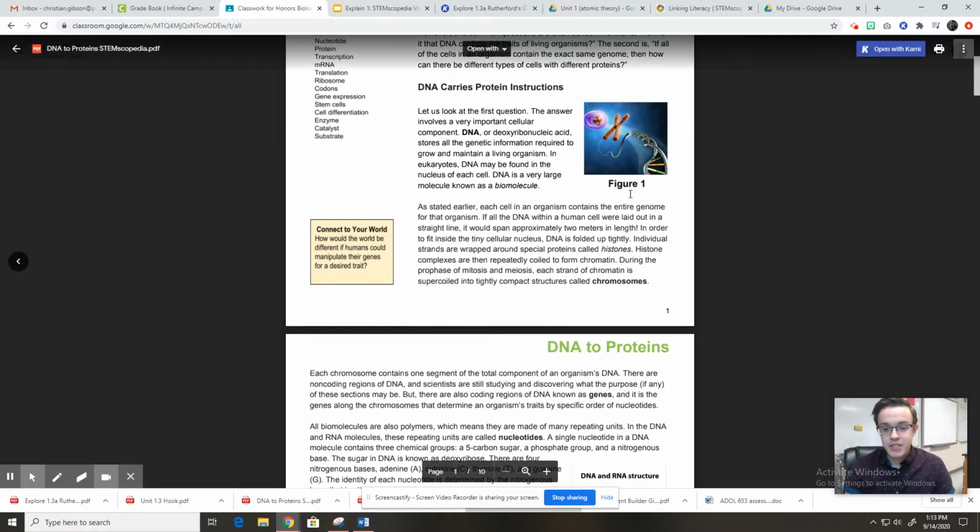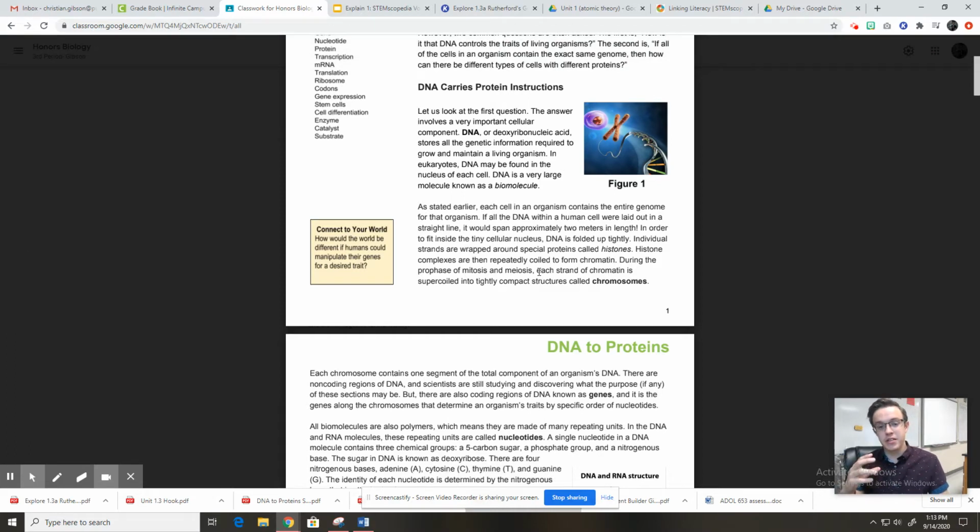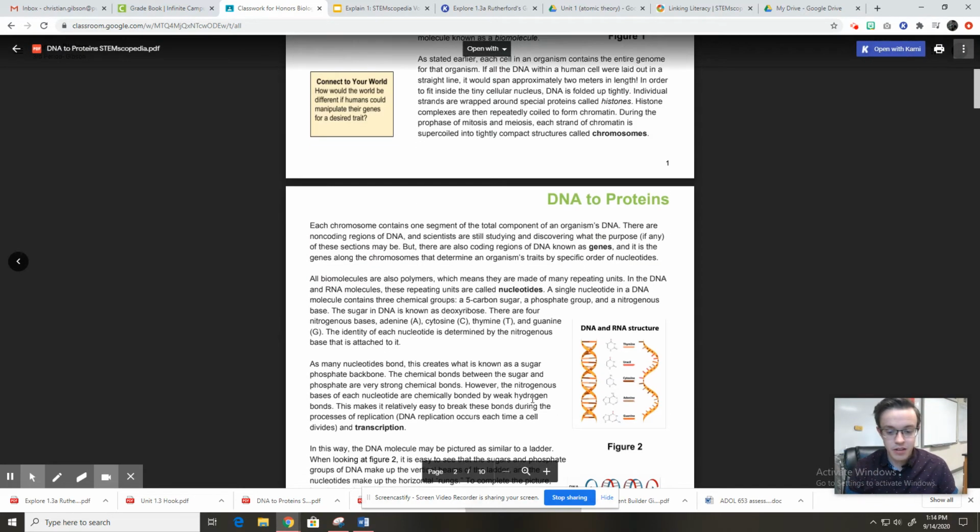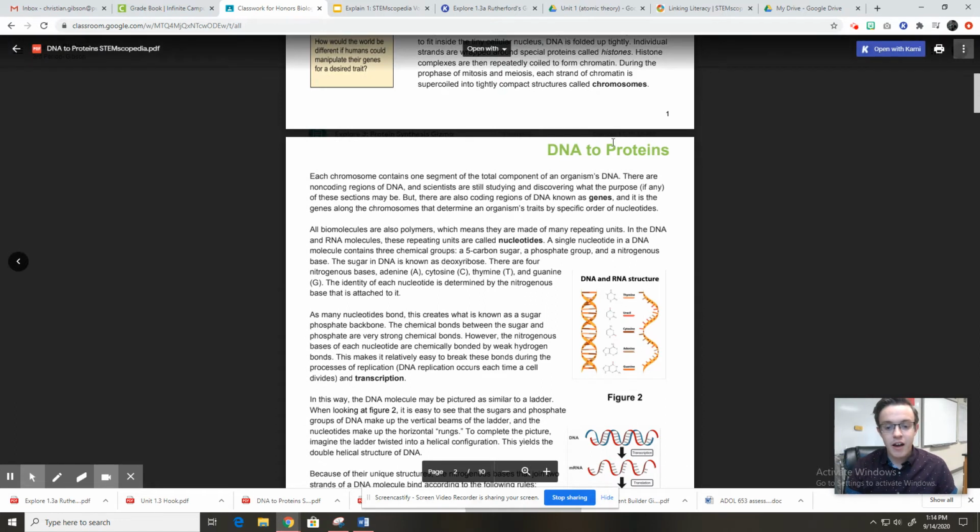Now our DNA is tightly wound into these structures called chromosomes, okay? Chromosomes, think of that as like a spool of yarn, except instead of yarn, it's your DNA. Your DNA is tightly coiled around and bundled up, and that just makes it really easy to move around in the cell where it needs to go, in the nucleus, okay?